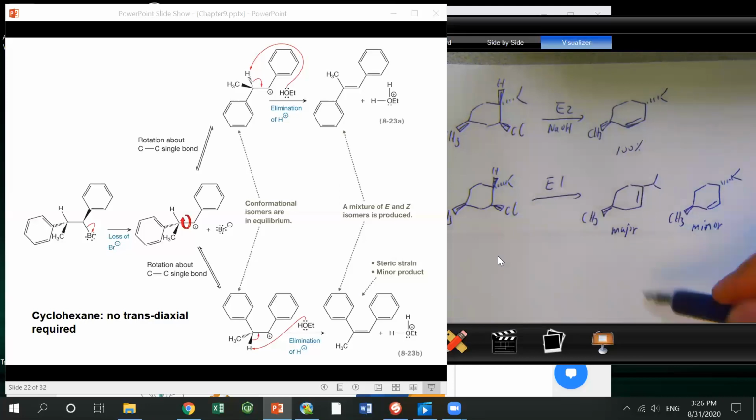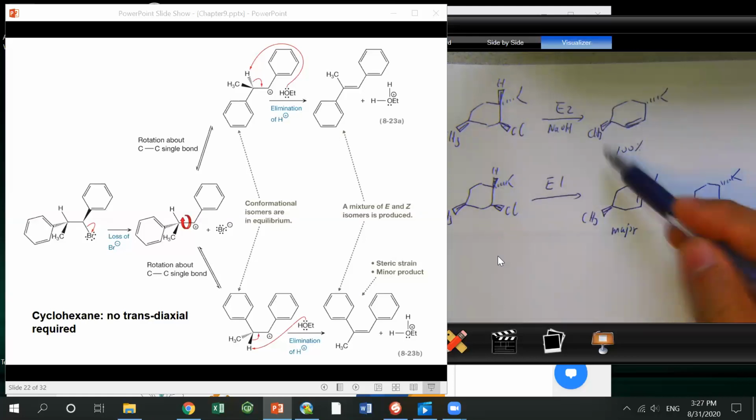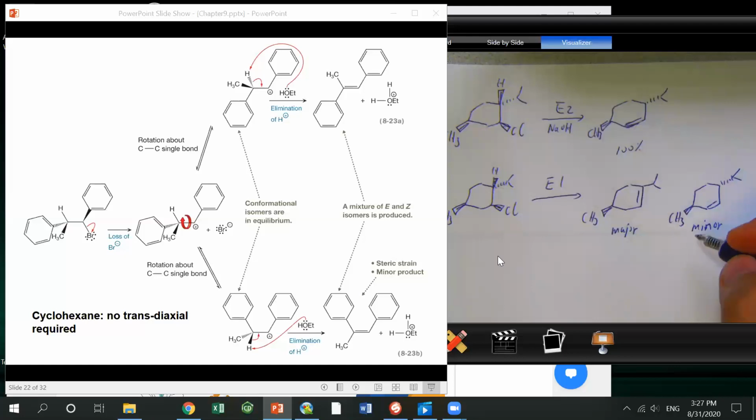So that's preferred. But you cannot generate this product from E2, because E2 has to follow anti-coplanar elimination. So that's something you can keep in mind.